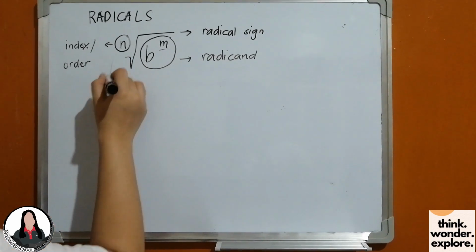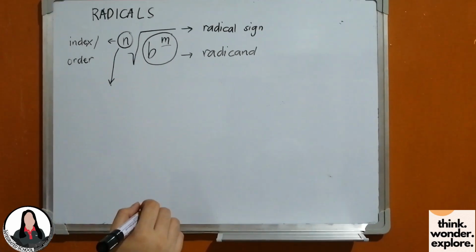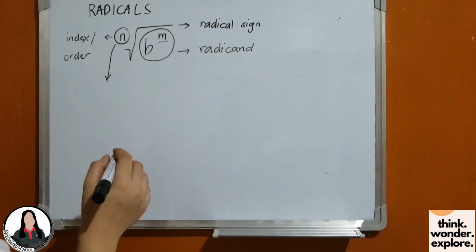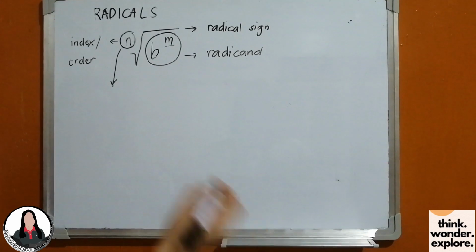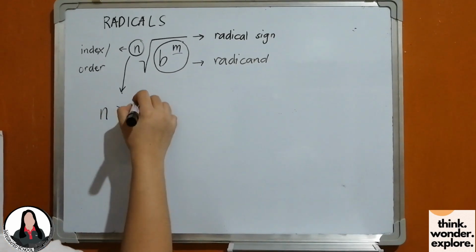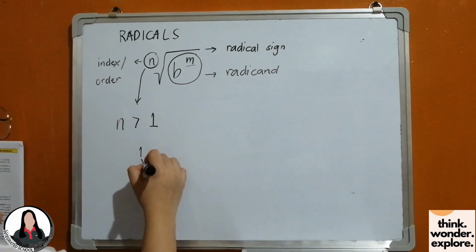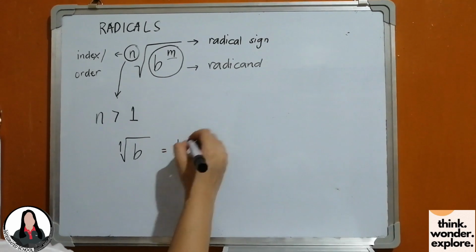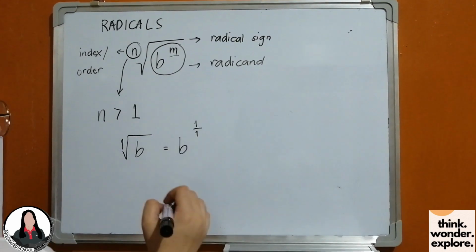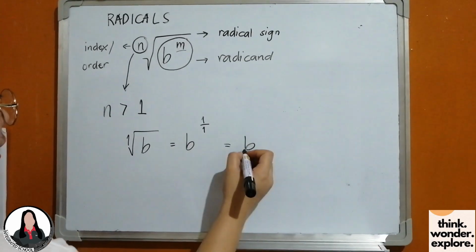So, for the value of n, this pertains to the degree of our radical sign. This could be a positive integer greater than 1, such as 2, 3, 4, and so on. So, n should be greater than 1. Hindi na natin ginagamit ang notion na first root of b, kasi ang ibig sabihin nito, you are getting the first root of b or b raised to 1 over 1, simply that is equivalent to b. Kaya hindi na natin siya ginagamit.